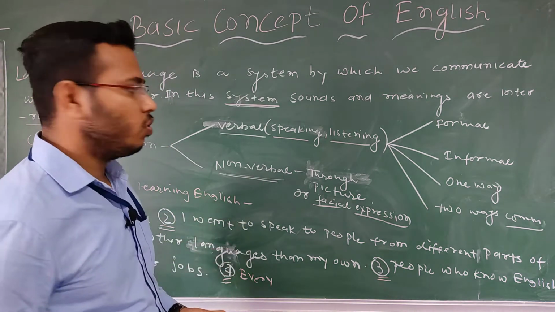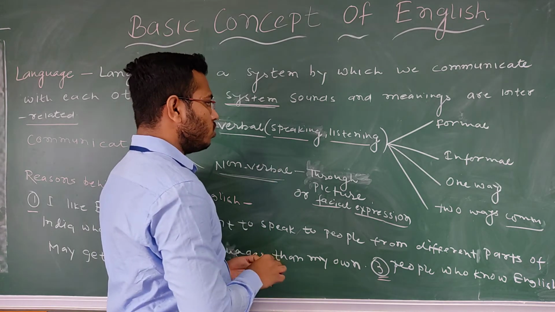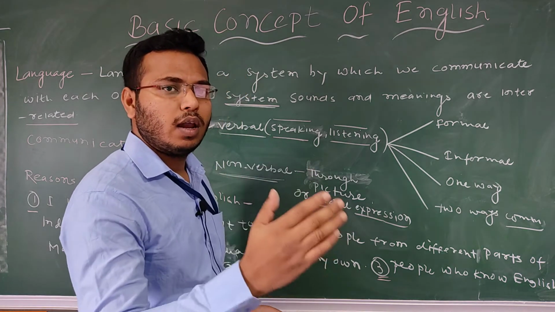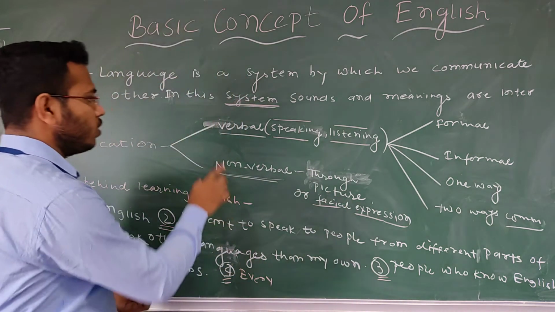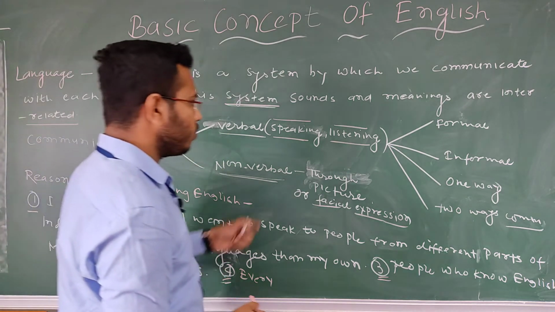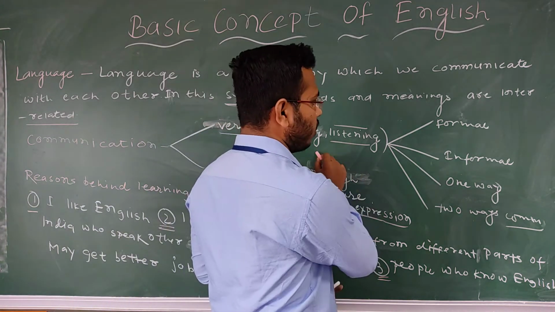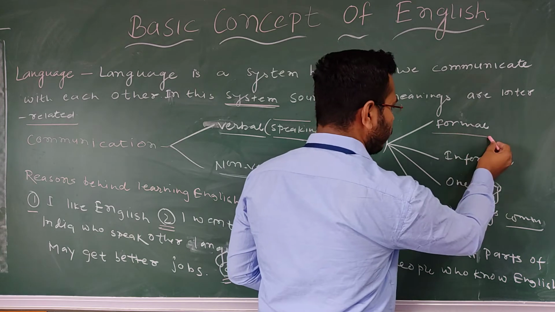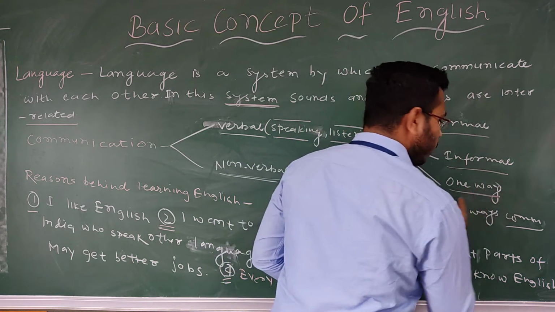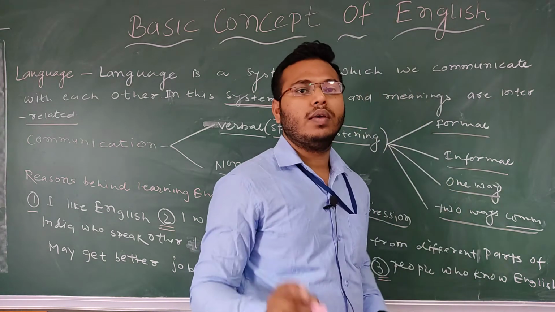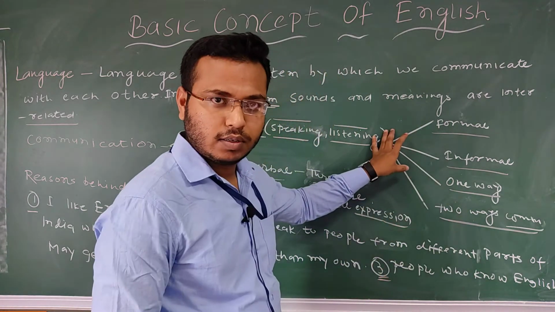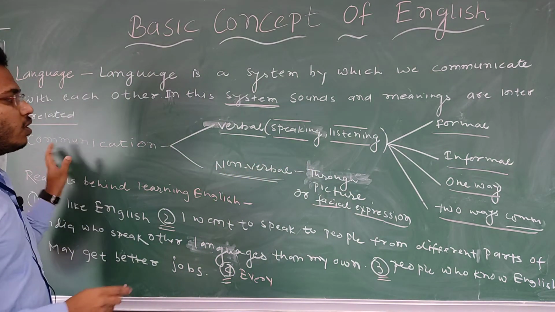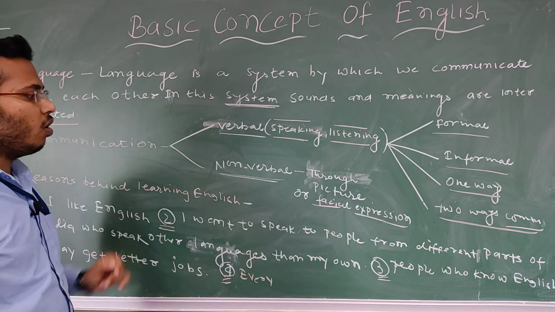What is the meaning of verbal communication? Verbal communication includes speaking and listening. Whenever speaking and listening are involved, we say it is verbal communication. Further, verbal communication has been divided into subsections: formal communication, informal communication, one-way communication, and two-way communication. So these are the subsections of verbal communication, and communication has been divided into two parts, verbal and non-verbal.